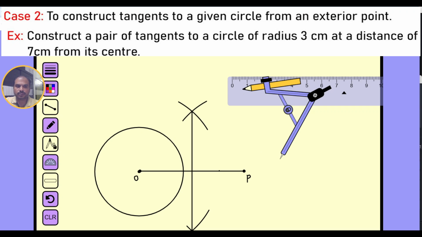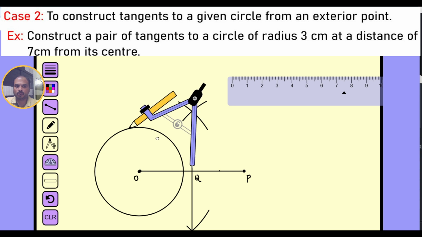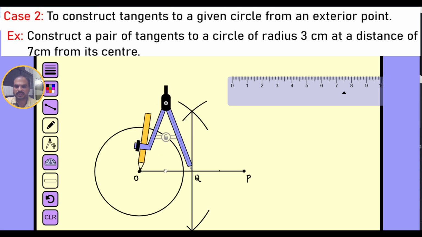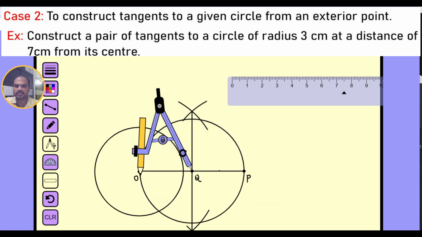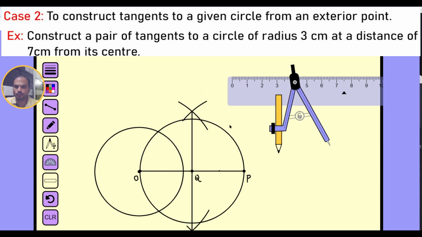So now where this perpendicular bisector is cutting OP, I'll call that point Q. Now with Q as the center, I will draw one circle passing through the center of the circle and the point P. This is circle number 2. Now where circle number 2, which I call C2, cuts circle number 1, C1, I call these points A and B.